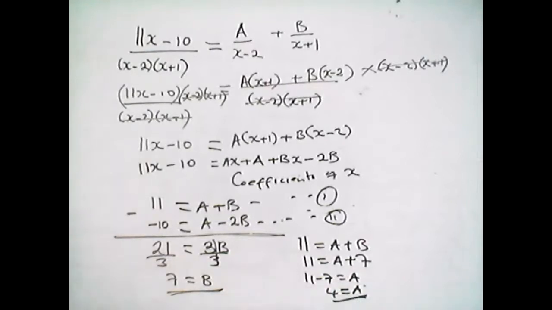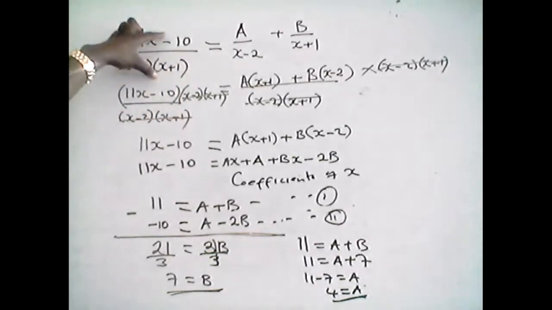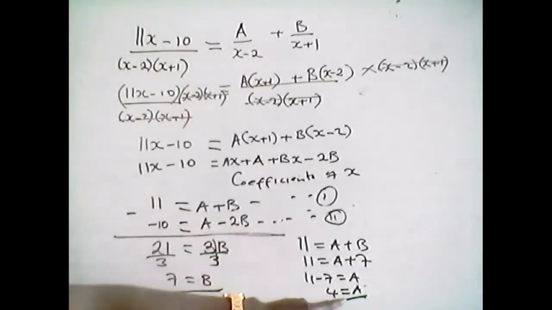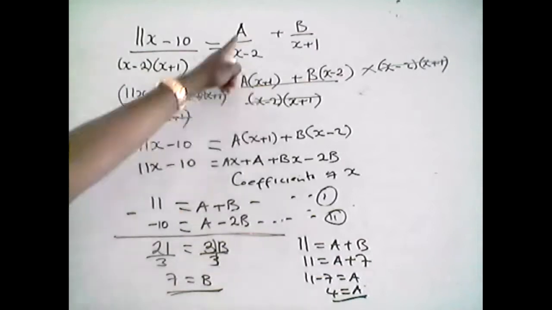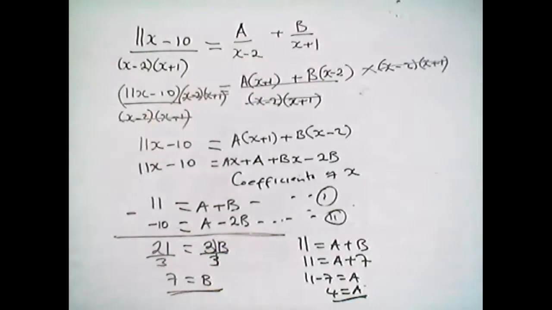So we have found the value of A and we have found the value of B. But we are not ending here, because we are not looking for A and B, but we are trying to resolve this into a partial fraction. And for us to resolve this into a partial fraction, it was a matter of us finding A and B. So now after we've found the value of A and B, you just replace in that equation where there's A, you put a 4, and where there's B, you put a 7. So that's what is expected.